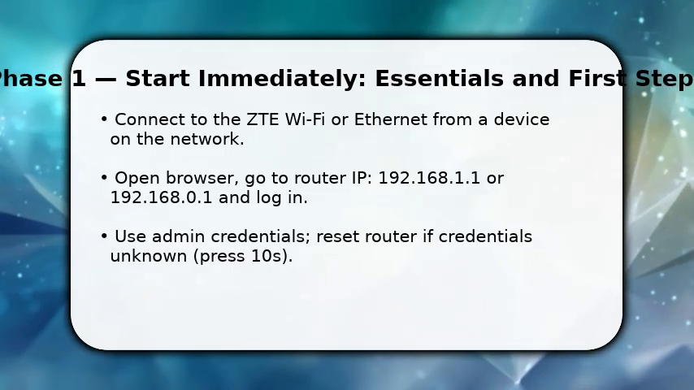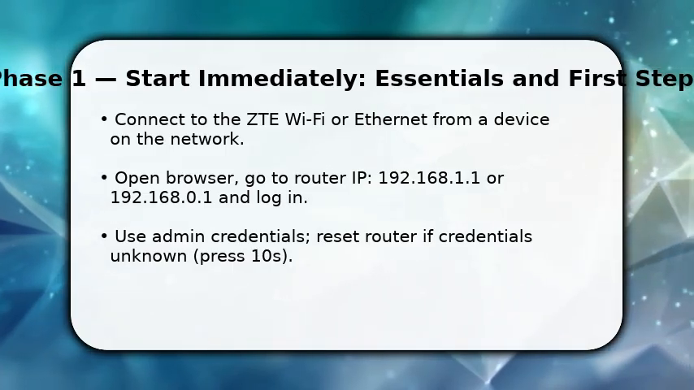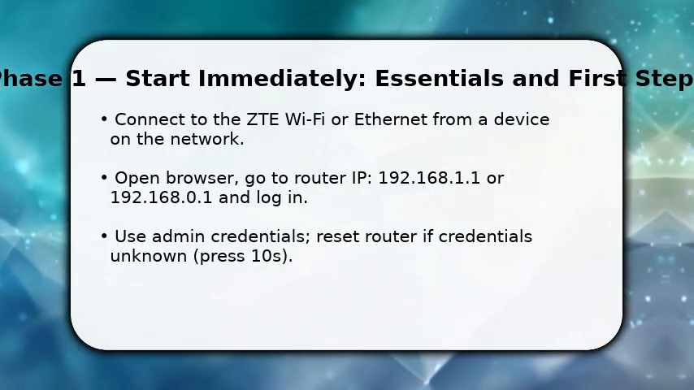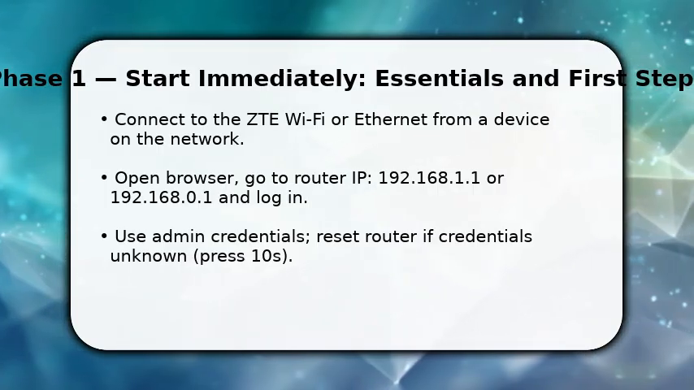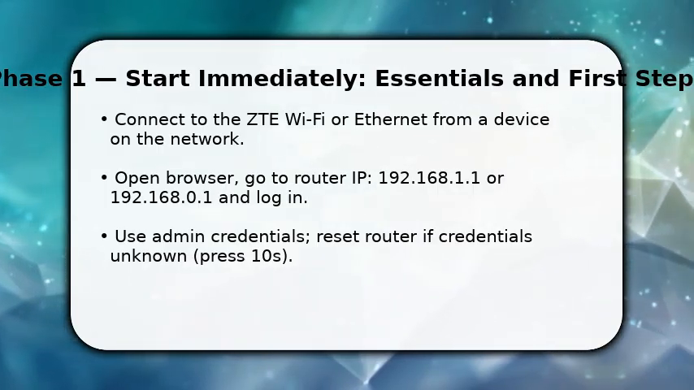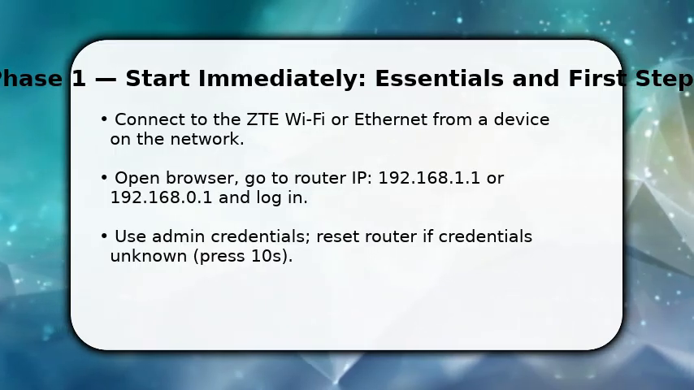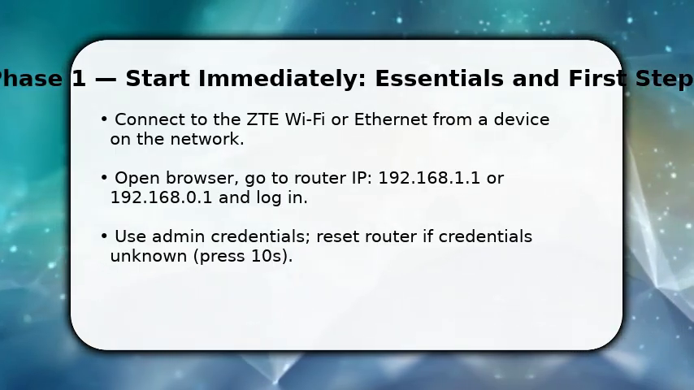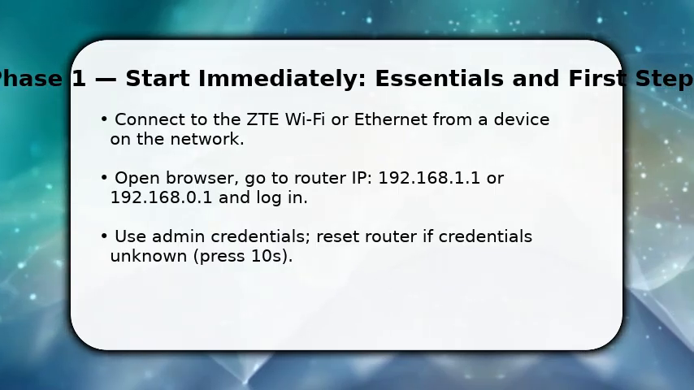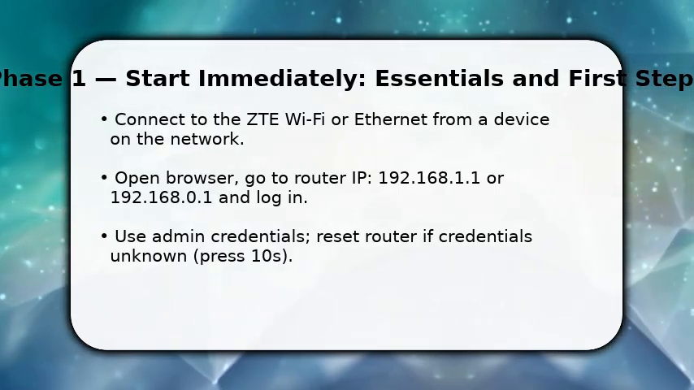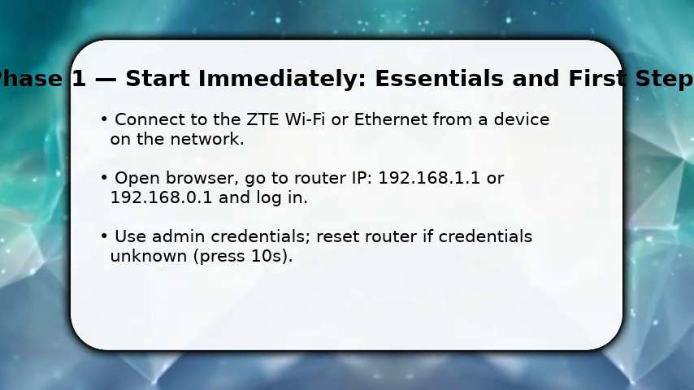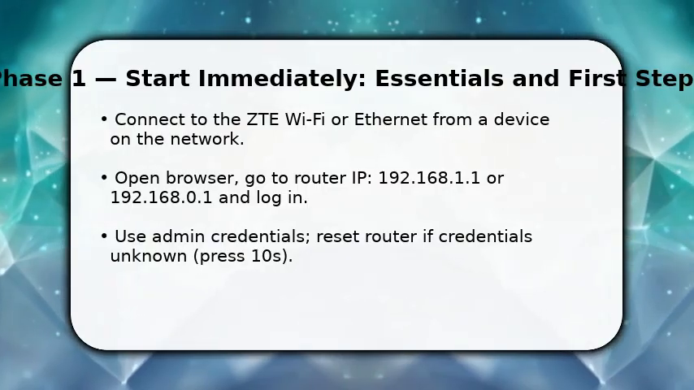You'll start by getting into the ZTE router's admin interface so you can see connected devices. Connect a device to the same network, open a browser, and navigate to 192.168.1.1 or 192.168.0.1. Enter the admin username and password. If you can't log in, perform a hardware reset by holding the reset button about 10 seconds, then log in with default credentials. Once you're inside, go to the network or wireless status page to view the list of current clients. This is where removal begins.